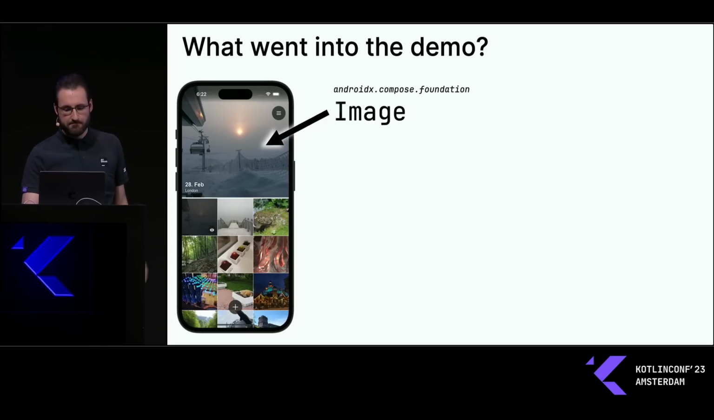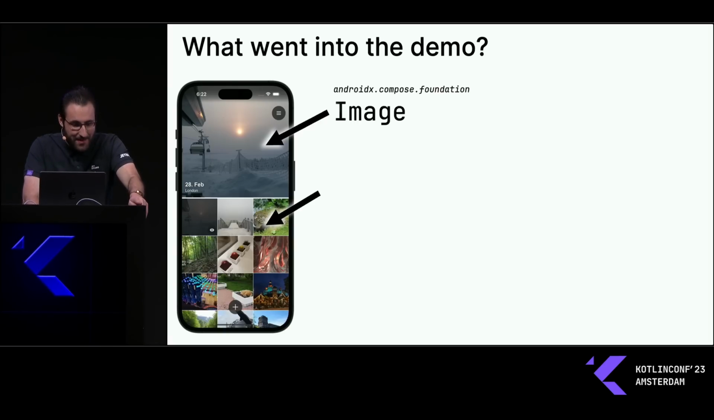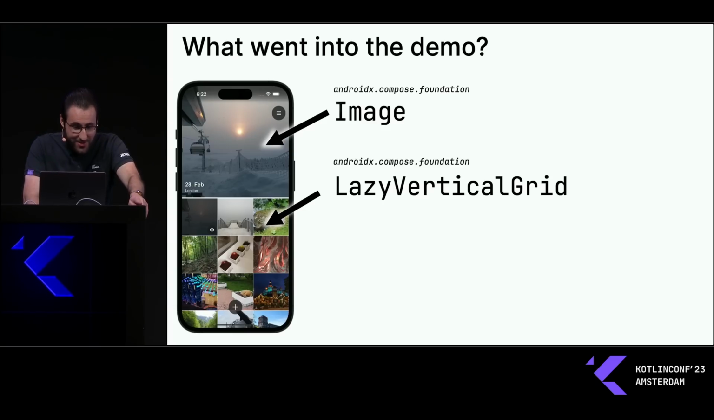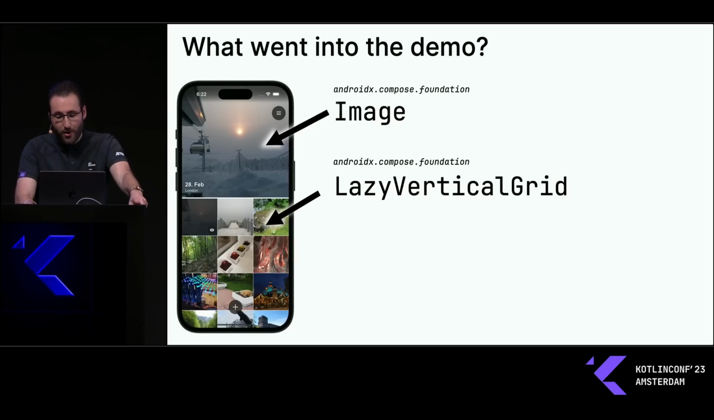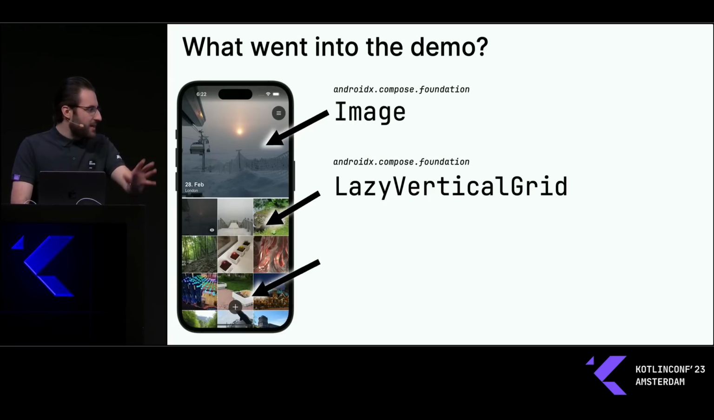This image right there, that's an image composable from Compose, the same one that you know from Android. I don't mean it's a re-implementation or kind of the same. It's literally the AndroidX Compose Foundation image. It's the same one. This grid down here, that's just a lazy vertical grid. So it uses the exact same APIs. You use the same item syntax, all of that. It's just the same. We went a little bit fancy with the button.